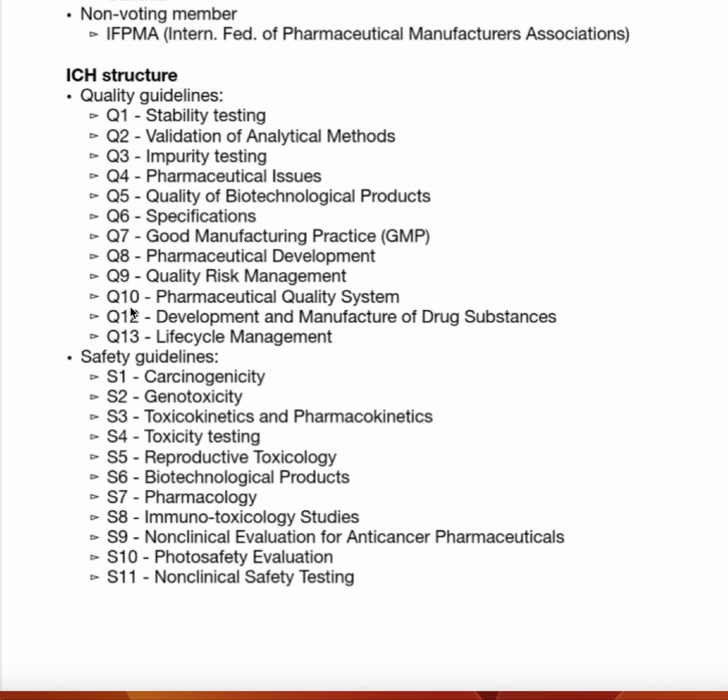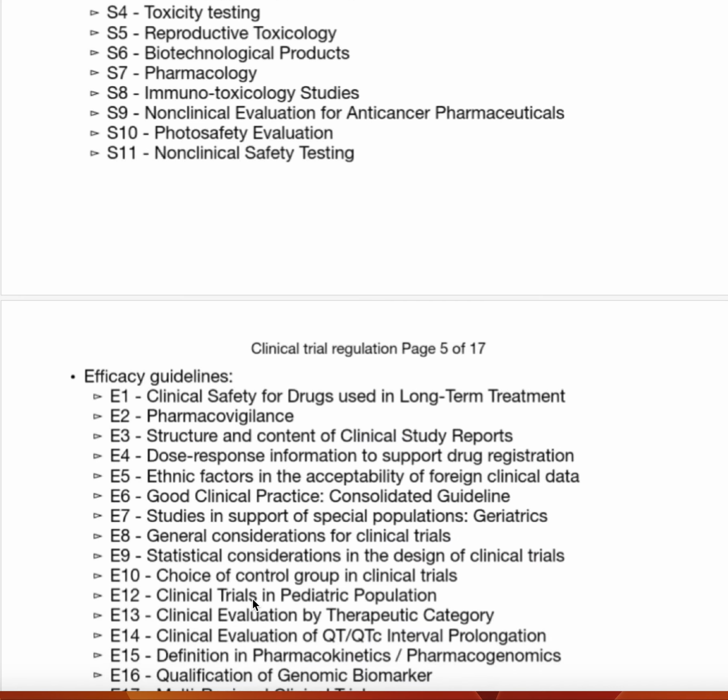So all these are the safety guidelines again: S1 carcinogenicity, S2 genotoxicity, S3 toxicokinetics and pharmacokinetics, S4 toxicity testing, S5 reproductive toxicology, S6 biotechnological products, S7 pharmacology, S8 immunotoxicology study, S9 non-clinical evaluation for anti-cancer pharmaceuticals, S10 photo safety evaluation, S11 non-clinical safety testing.